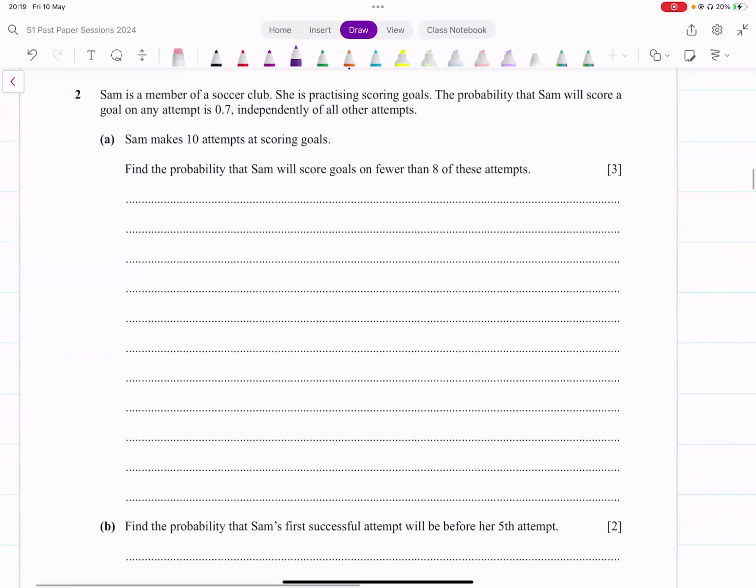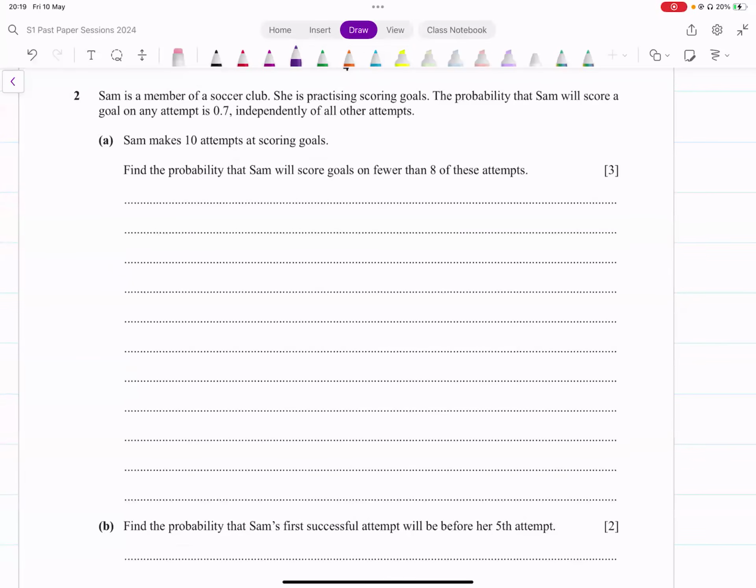She will score a goal on any attempt is 0.7. Yes, I have three, four of you responding. Since your answers are matching, I'm saying that all of them are correct. I would appreciate it if all of you keep responding, so that if your answers match, I would assume that that's correct, okay? All right.